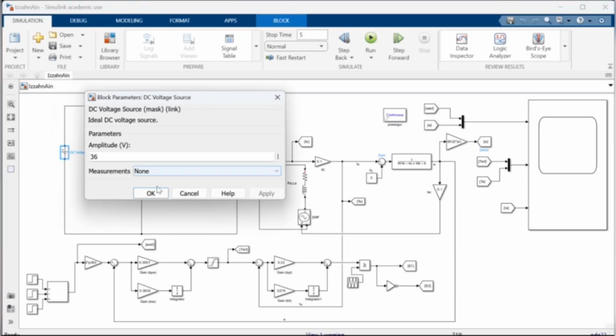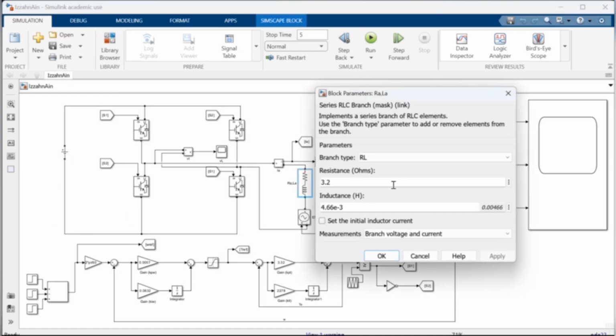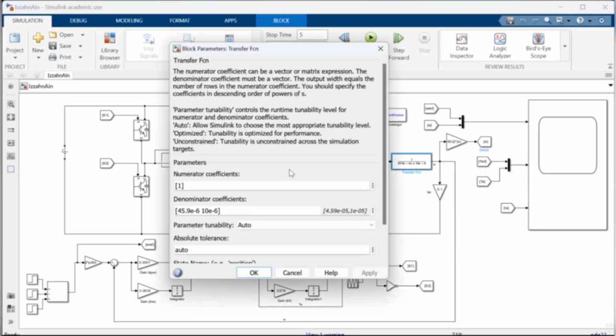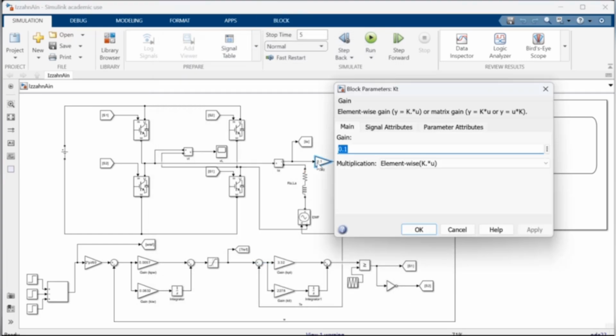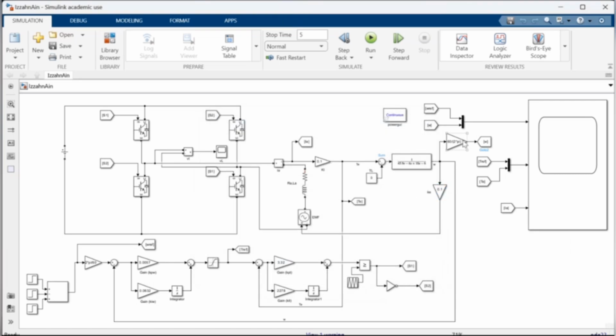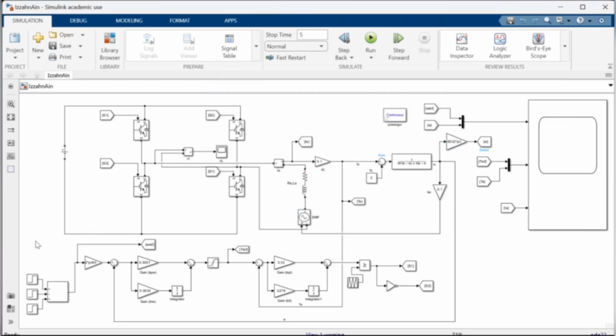36 volt is set as input DC voltage, 3.2 ohm and 4.66 millihenry is set as the armature resistance and inductance. This is the transfer function of the system where it is 1/(Js + B). J value is 45.9 microkilogram meter squared and B is 0.00001 kilogram meter squared per second. This gain is set to 60/2π to change the output value from radian per second into RPM.